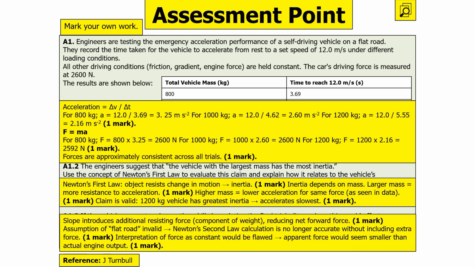Now, the slope introduces an additional resisting force, a component of the weight, so reducing the net forward force. Our assumption of a flat road is therefore invalid, so your Newton's second law calculation is no longer accurate without including this extra value of the force. So our interpretation that this force is constant is flawed, as the apparent force would actually be seen to be smaller than the actual engine output would suggest.